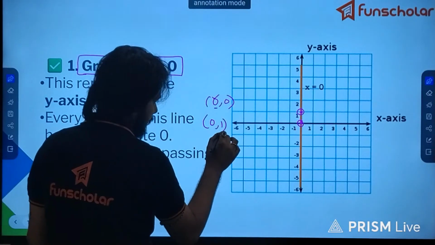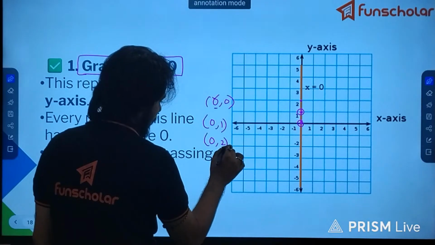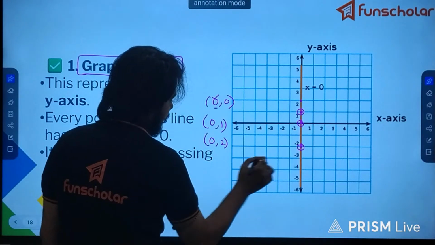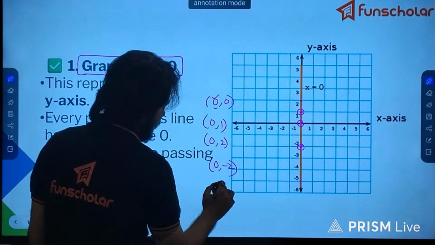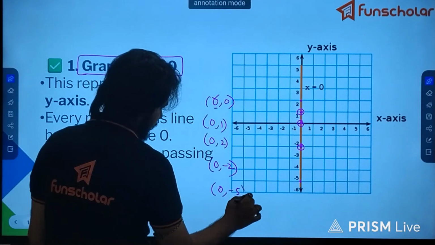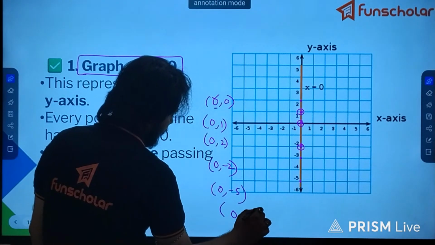This is 0 comma 1. This is 0 comma 2. This is 0 comma minus 2. This is 0 comma minus 5. This is 0 comma minus 3.